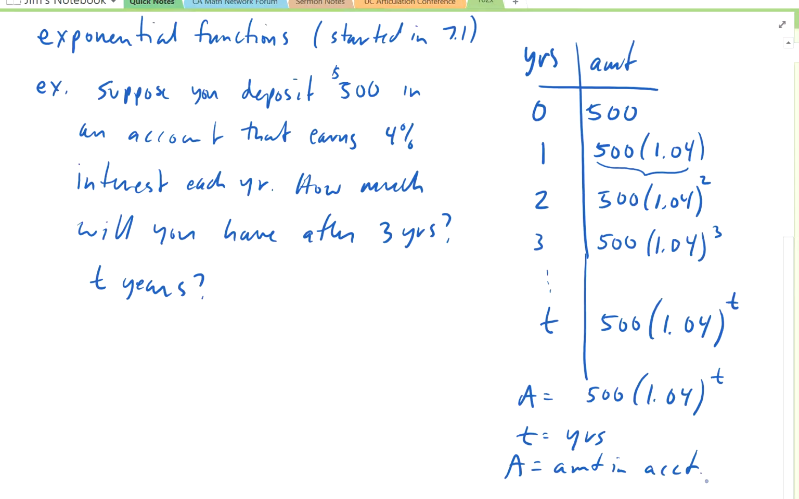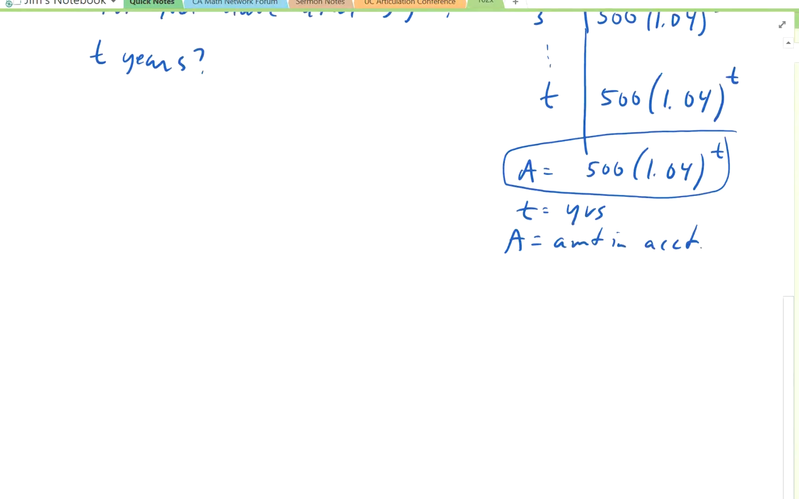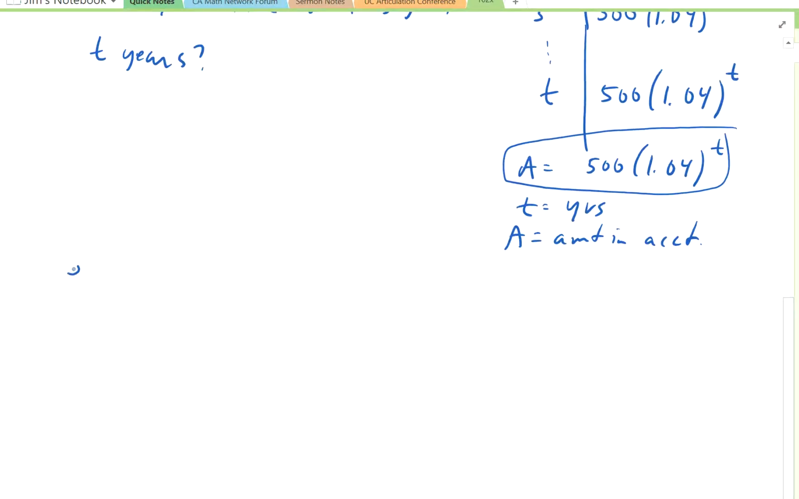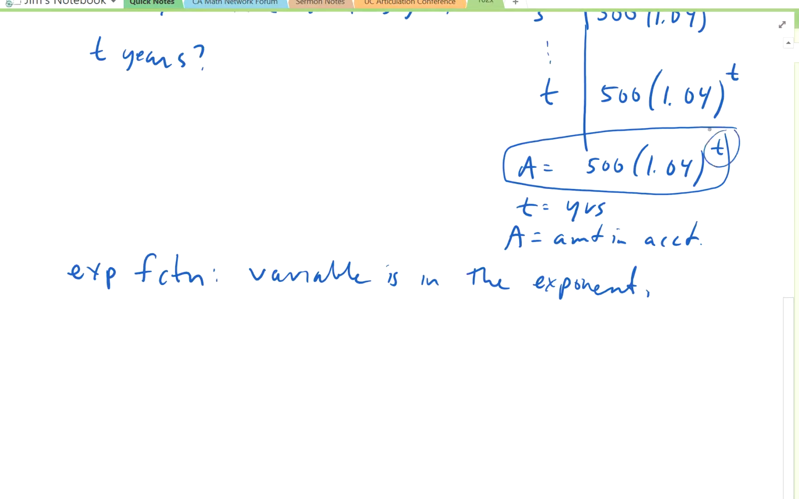So this is an example. This function right here is an example of an exponential function. An exponential function is one where the variable is in the exponent. So we've got my variable in the exponent right there.